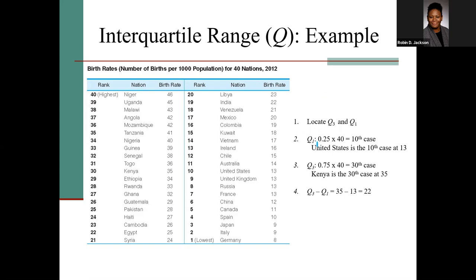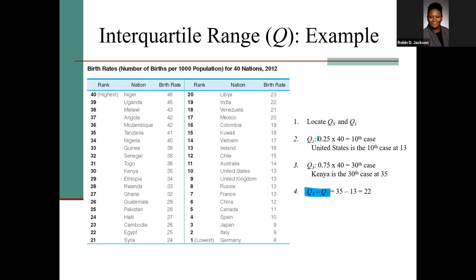Remember on the previous slide where I said there was a calculation? Here it is right here. IQR is equal to Q3 minus Q1. But in order to get Q3 and Q1, we need to figure out what those numbers are. And rather than you go through and count each one of these, there's a way to do that.